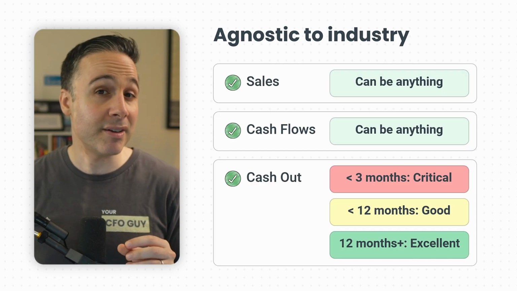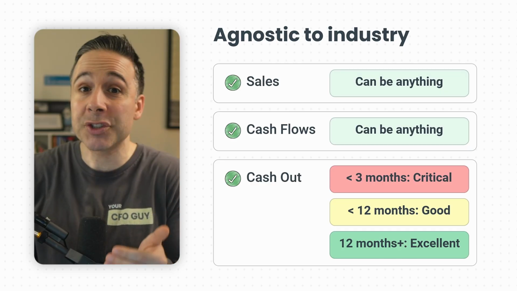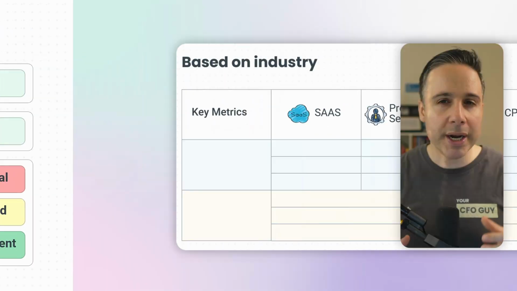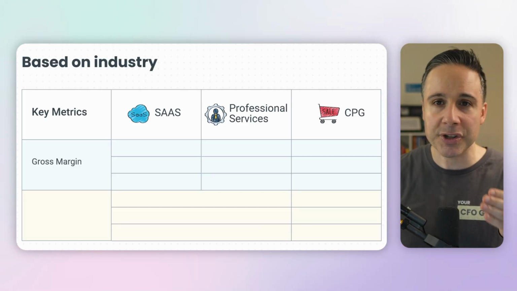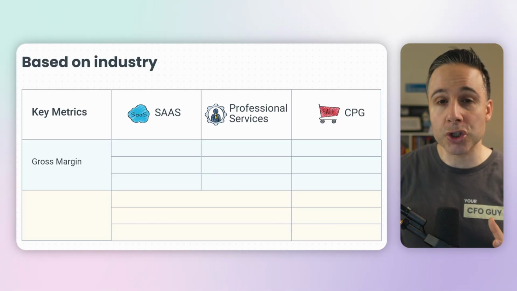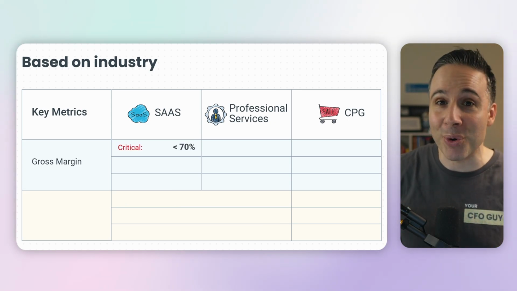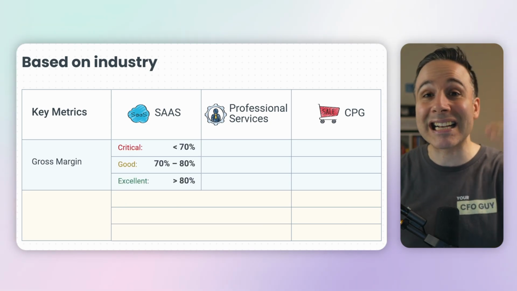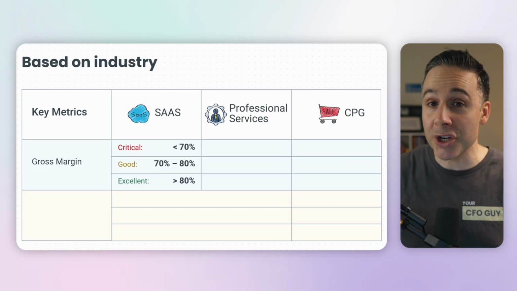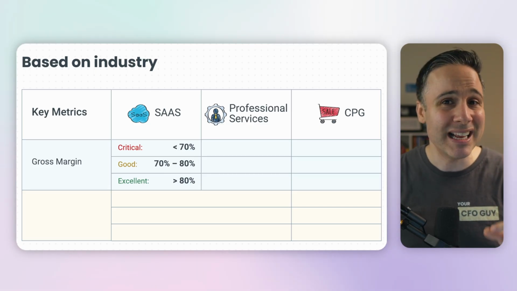Most companies like to have at least 6 months of runway, while those in an excellent position have at least 12 months. When it comes to gross margin, SaaS companies are the best. That's because the only cost of goods sold is the hosting and servers for your application and maybe a little bit of customer support. Anything above 80% is excellent. Anything above 70% is good, and anything below 70% is pretty critical.